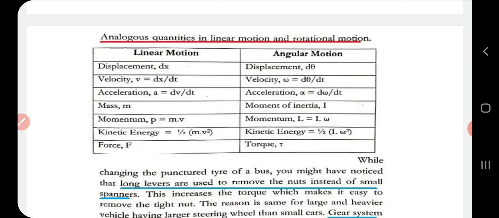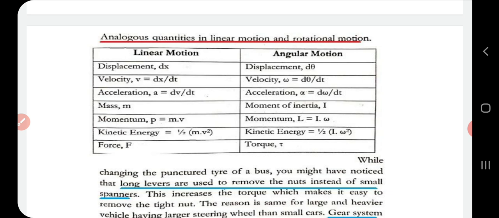See, this tabular column shows a proper comparison between linear motion and angular motion. In linear motion we have displacement dx, whereas in angular motion we have displacement d theta. In linear motion velocity v is equal to dx by dt, whereas in angular motion velocity is given by omega equal to d theta by dt. That will be angular velocity. In linear motion it is linear velocity, whereas in angular motion it is angular velocity. Now linear acceleration a is equal to dv by dt, whereas angular acceleration is alpha equal to d omega by dt. This definition we studied in the last class.